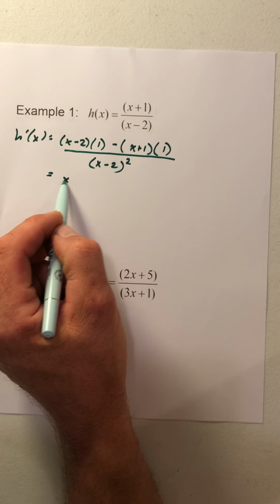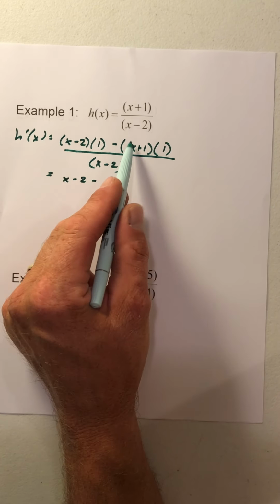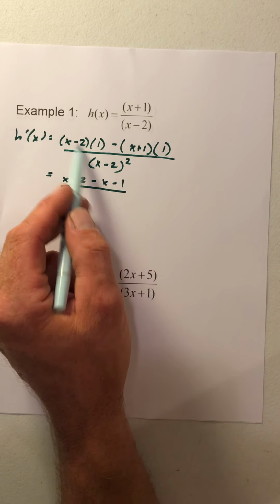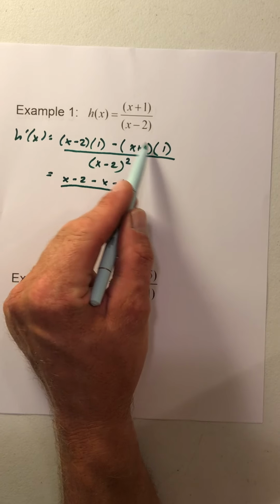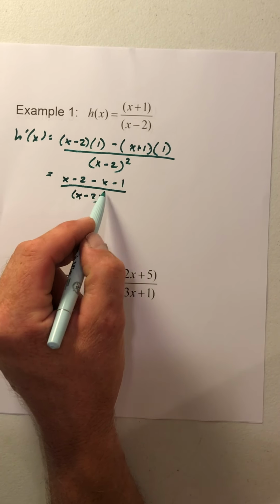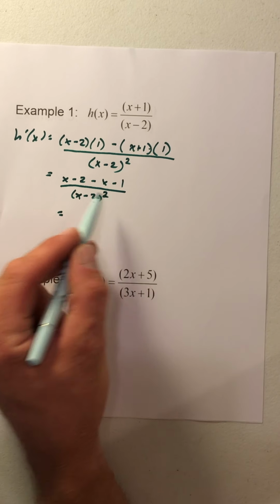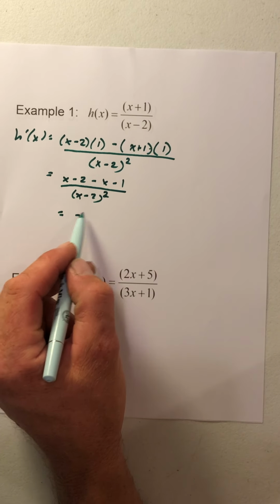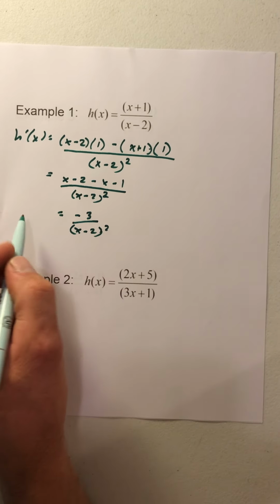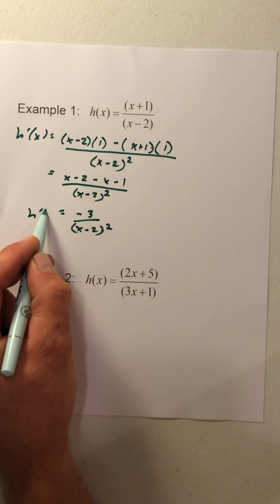Multiply my 1's through, I get x minus 2. Distribute the negative. If you're going to make a mistake, one, you're going to just cancel those out, or two, you're not going to distribute that negative all the way through. That's over x minus 2 squared. Clean that up just a little bit more. Our x's are going to cancel, so we get negative 3 over x minus 2 squared, and that's going to be our h prime of x.